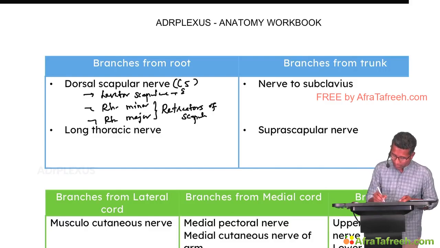And levator scapulae helps in elevation of the scapula, guys.